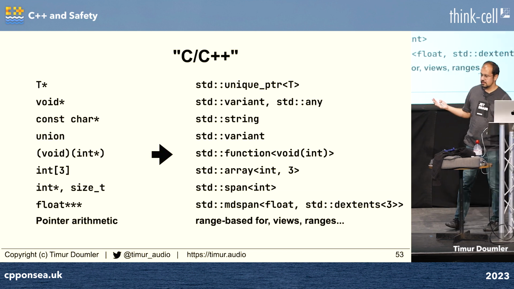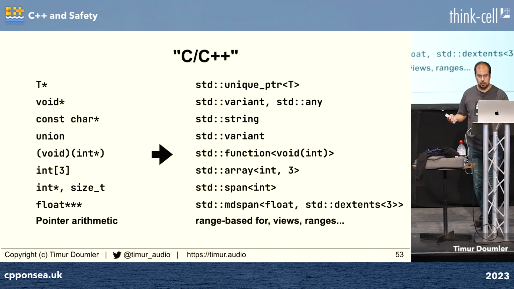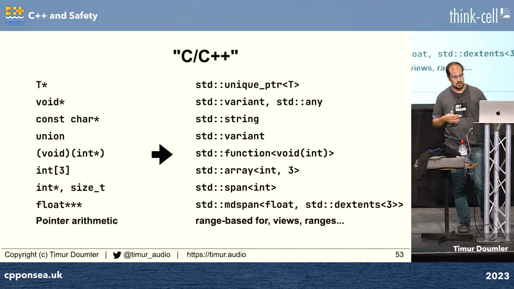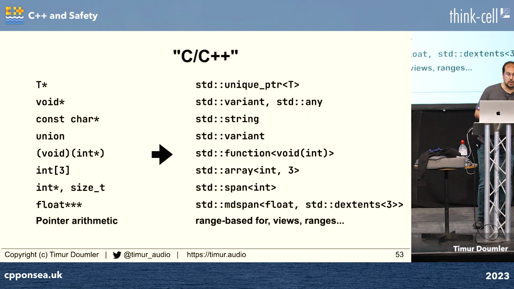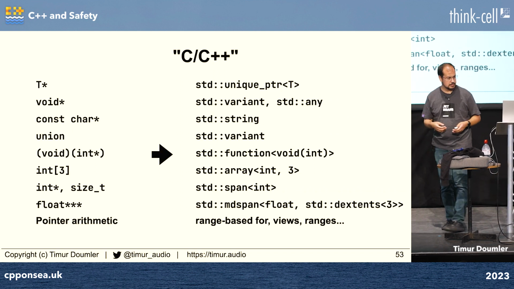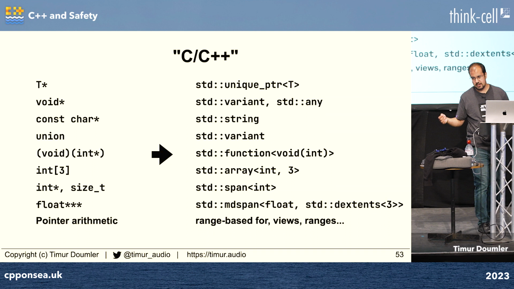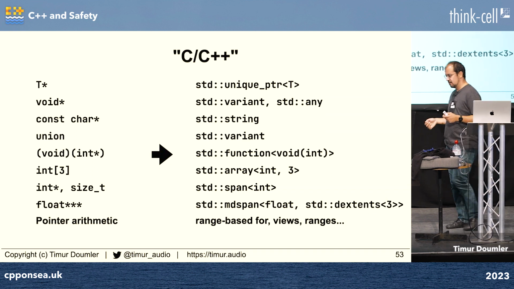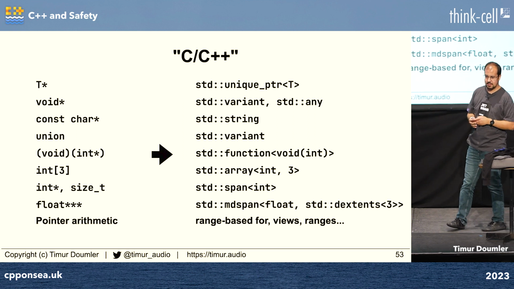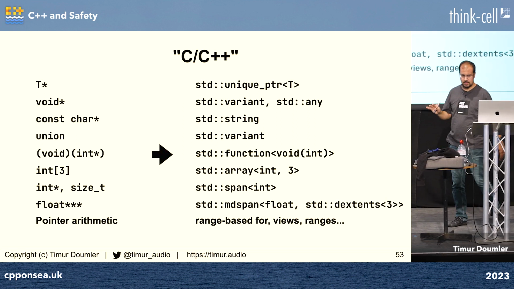We have all of these things to replace them with. We have unique pointer and other smart pointers. We have variant instead of union. We have string instead of char pointers. We have std::function instead of raw function pointers. We have containers instead of arrays. We have span instead of a pointer and a size. We have mdspan now instead of representing multidimensional arrays with pointer to pointer to pointer and all of these things that C people do that I always get wrong if I have to do them.